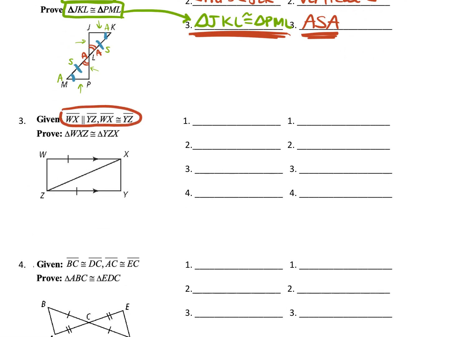Here's your given information, and they've marked it. These lines are parallel. Those segments are congruent. So that's your given. We take what they asked us to prove, and we put it in that last slot.